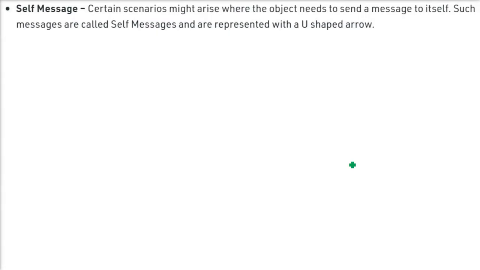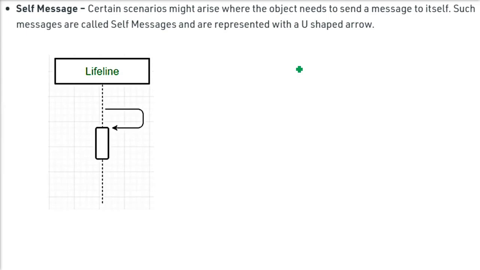Self message. There are certain scenarios or events where the object needs to send a message to itself. If you are related to programming, you might know what I am saying. These messages are called self messages, and are represented by a U-shaped arrow. So this is a lifeline. Here you see a U-shaped arrow. That is, the object is messaging itself. It's sending a message to itself. This is a self message.